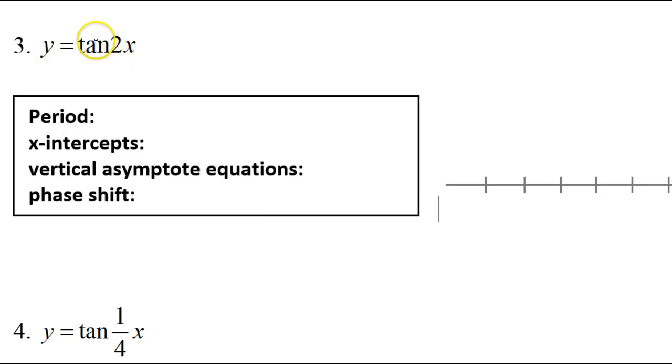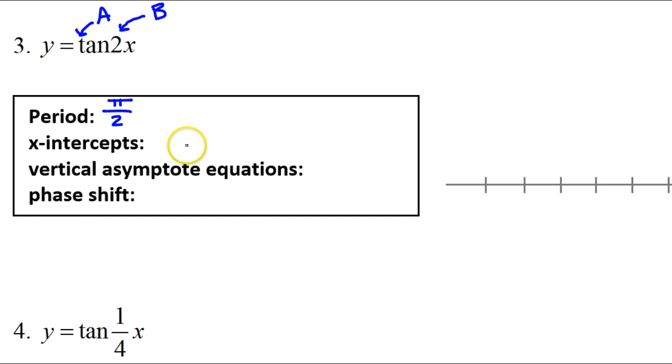So looking at problem number 3, the a value is 1. So that'll come up later. But right here we have a b value of 2. That's going to affect the period, all right, because the period is always the regular period divided by the b value. And for tangent, the normal period is pi. All right, so the new period will be pi divided by 2. And that's it. All right, there's nothing else for me to do. So the period is going to be simply pi over 2.